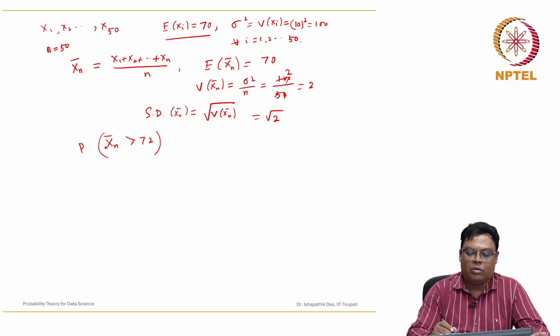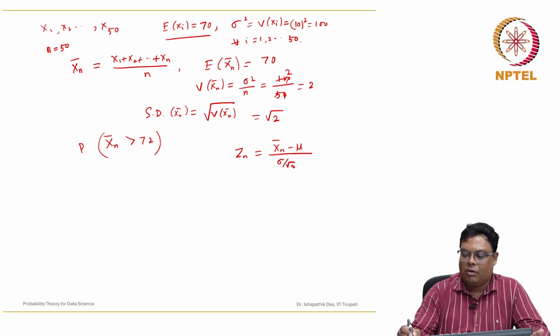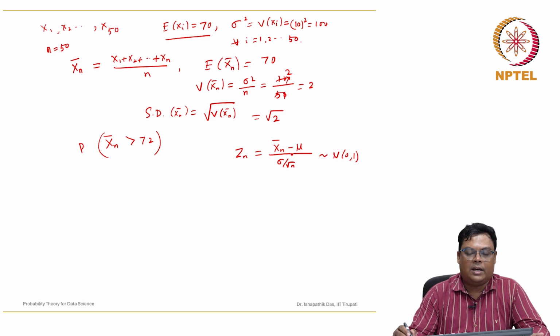Now how can we find this? We don't know the distribution of X̄n. Nothing is given about the population, only the mean and variance. If we use the central limit theorem, we know that Zn, which is X̄n minus mu by sigma by root n, is approximately normal 0,1 as n goes to infinity, whenever n is large. Mostly this holds when n is greater than about 30. We have to check that it is working, but here we can assume that whenever n is large, it is a normal distribution. Here n is 50.